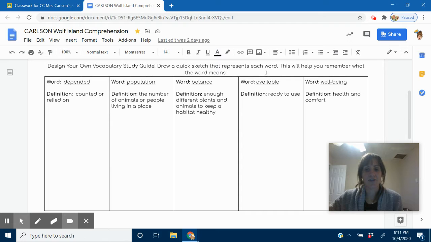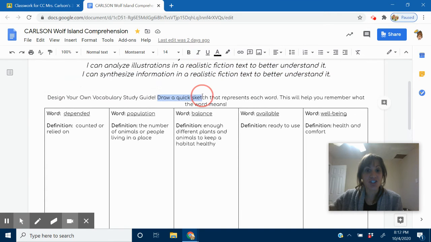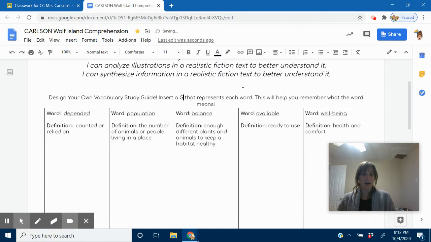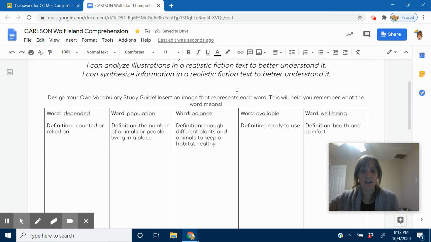Okay, right here it says design your own vocabulary study guide. Draw a quick sketch that represents each word. This will help you remember what the word means. Now, I couldn't figure out how to draw a quick sketch in here. That's what we do in class. So I'm just going to change this to say instead of draw a quick sketch, enter an image that represents each word. This will help you remember what the word means.